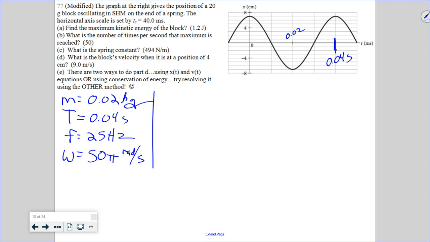All right, question A wants us to find the maximum kinetic energy of the block. There are a bunch of ways we can do this. In fact, question E says there are 2 ways to do this, so we're going to do it both ways. The first way I'm going to do it is by doing the same sort of process we did a minute ago, which is as follows. Let's write an expression for the position, then find the velocity. Oh, wait, we don't even need to do that.